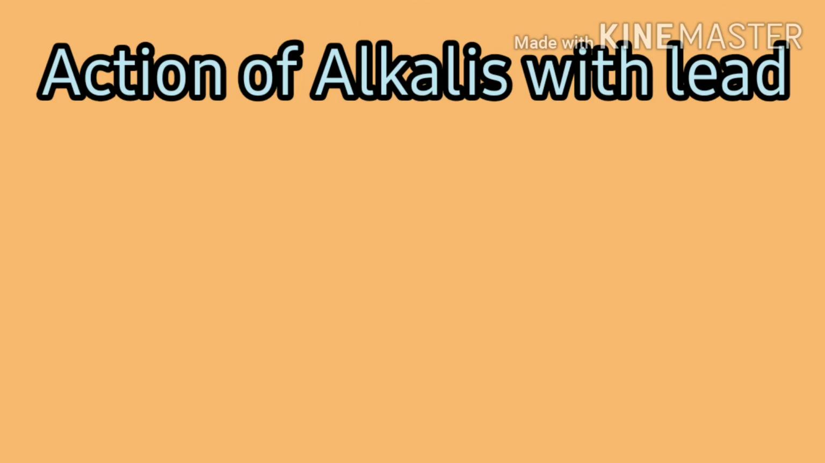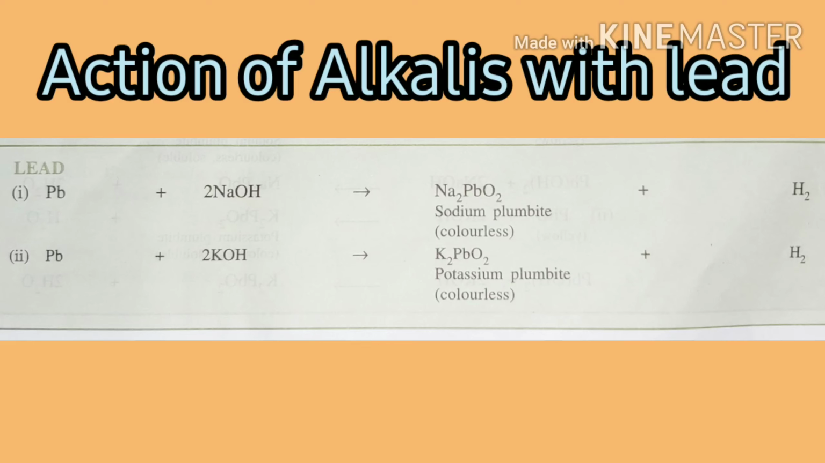Let's now take another example, that is lead. That means action of alkali with another metal, lead. See here, sodium hydroxide. When it reacts with lead, it produces what? Sodium plumbite. What is the formula of sodium plumbite? That is Na2PbO2 plus hydrogen gas. Let's take another alkali, that is potassium hydroxide, KOH. When it reacts with lead, it produces potassium plumbite, K2PbO2, plus hydrogen gas.